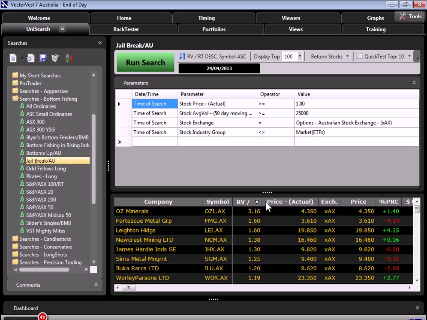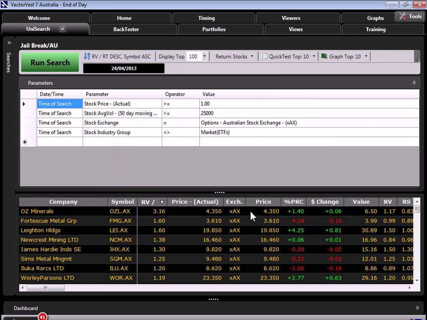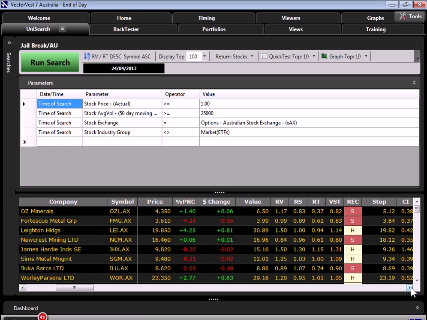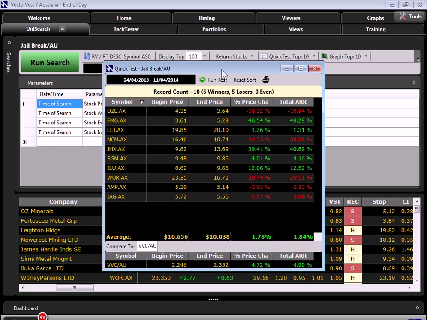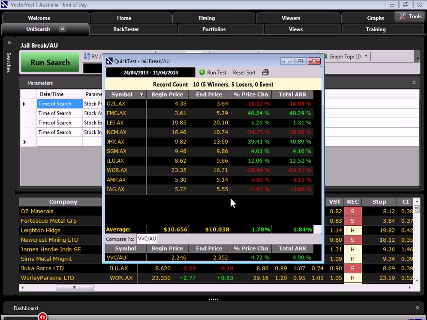If I run that search, I'll close our directory here. You can see, for the most part, these stocks have pretty good upside potential. Generally, they have RVs greater than one, but a lot of them are sell-rated stocks with low RTs, meaning that they've been beaten down in price with the overall market. I'm going to come up here, click on quick test. Now that quick test, as we know, is going to bring us all the way to current.